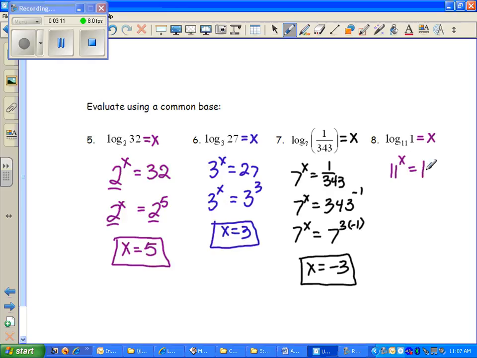Anything to this power is actually 1. So remember that any number to the power of 0 is always 1. So x needs to be 0. We need an exponent of 0 to make that 11 to the power of 0 equal 1.